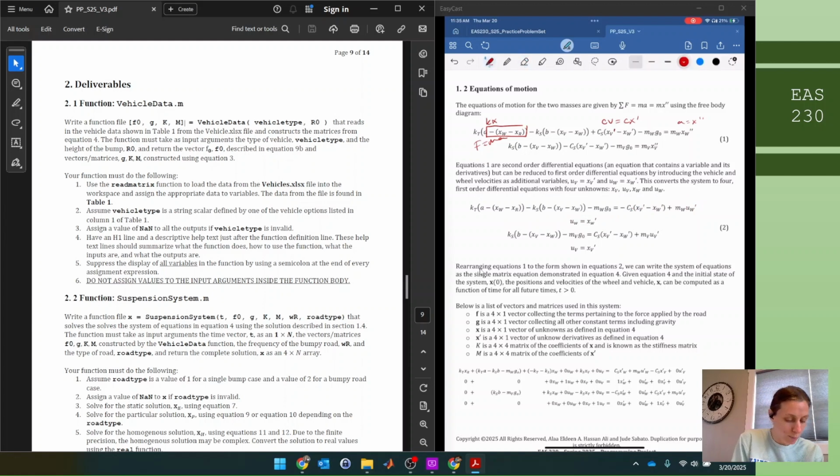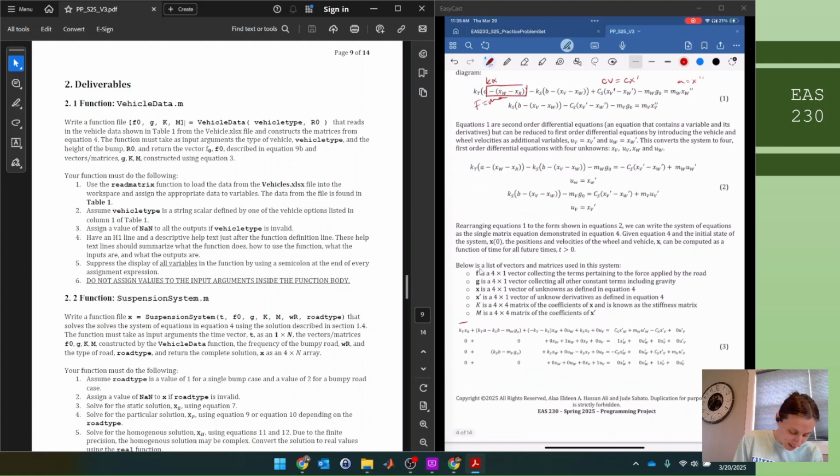Once again, totally not important. What's important is this down here, where they simplify to this, which is just a matrix problem. So it's just solving systems of equations using matrices. Okay, so this here, this here, this here, and this here are pieced out into these matrices, F, G, X, X prime, K, and M.